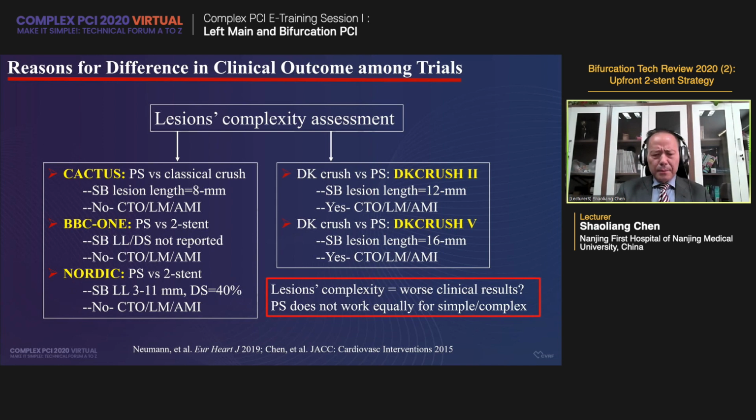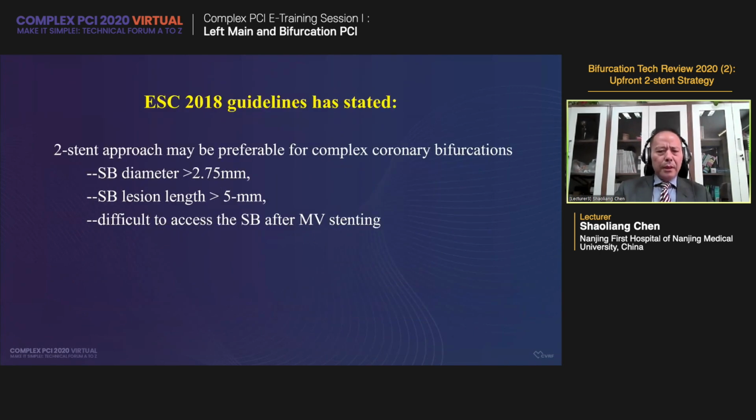But another point is that the provisional stenting technique may not work equally for simple or complex bifurcation lesions. The 2018 ESC guidelines stated that a two-stent approach may be preferable for complex coronary bifurcation lesions if the side branch diameter is more than 2.75 mm, or the side branch lesion length is longer than 5 mm, or if it will be difficult to access the side branch after main vessel stenting.